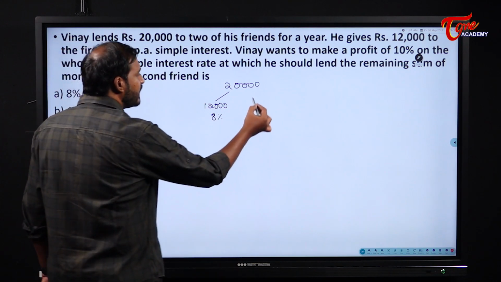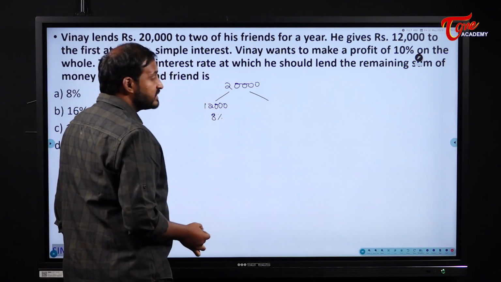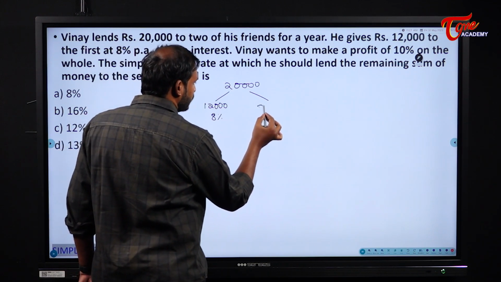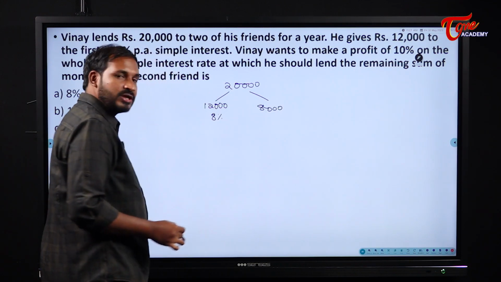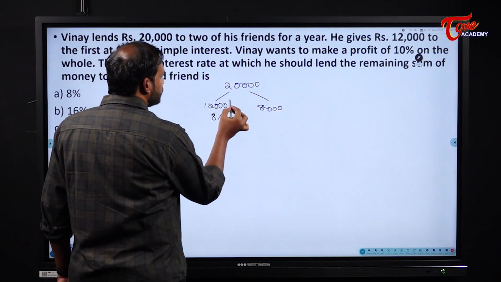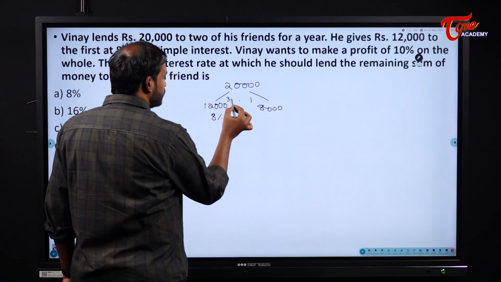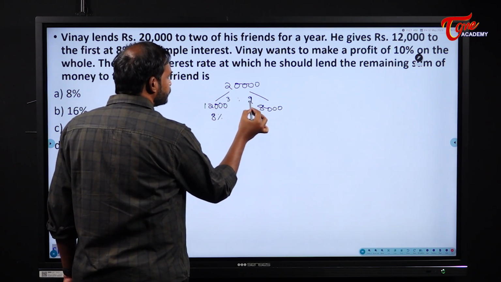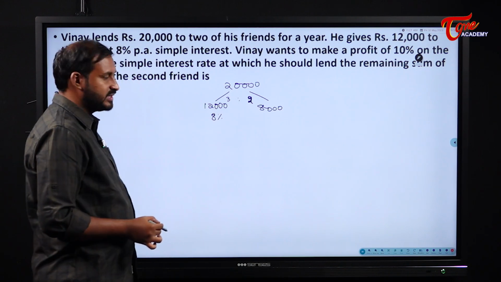That means what is the remaining one? Tell me, students. What is the remaining one? The remaining amount is 8,000. Now tell me what is the relation between these two amounts? 3:2. 3:2 is the relation between the amounts.